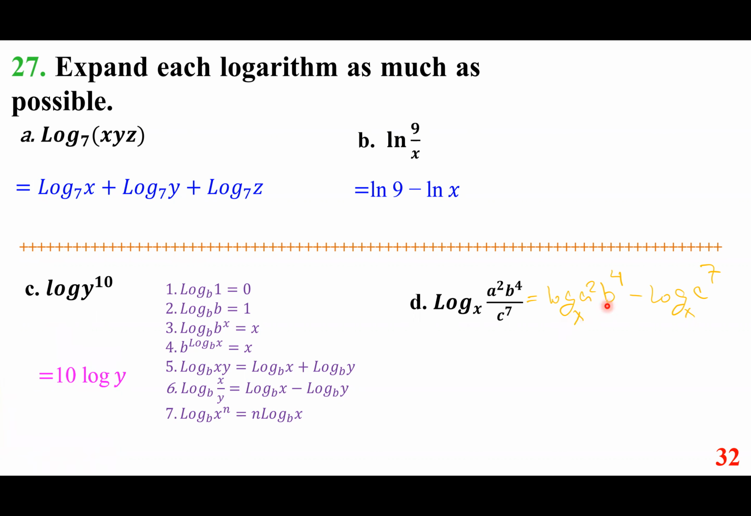And now I can separate this one to log a squared plus log of b to the power of 4. And this becomes 2 log a, this becomes 4 log b, minus 7 log c, and all of them have the same base. Again, you can do it in 1 or 2 shots. If you want to separate this, I can write that also. So this piece, you write it as log a squared plus log b to the power of 4.